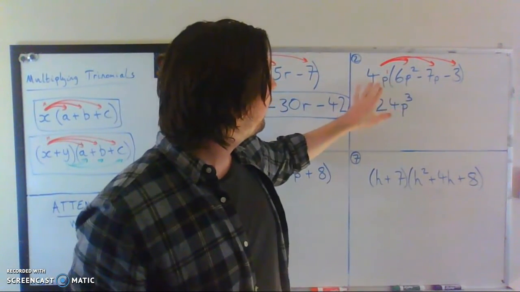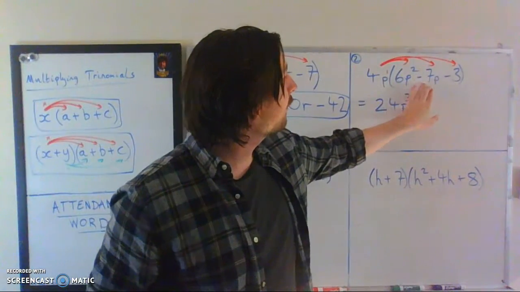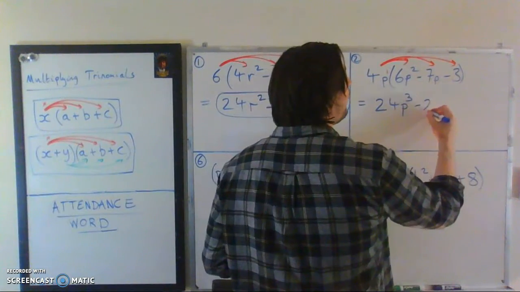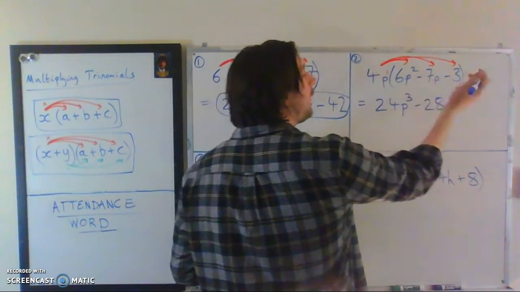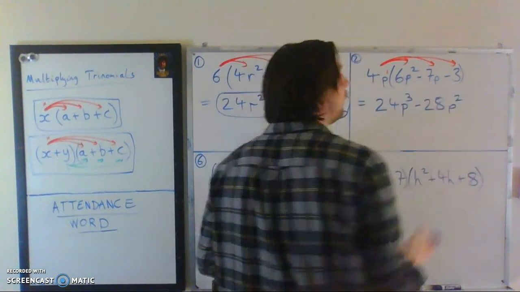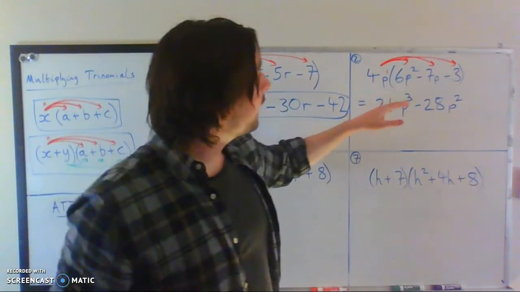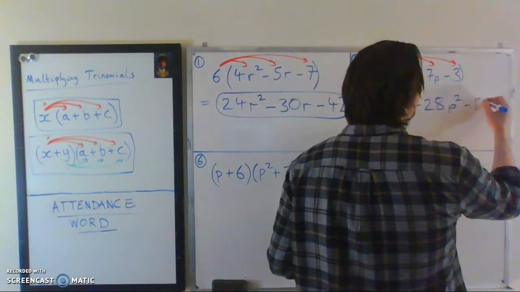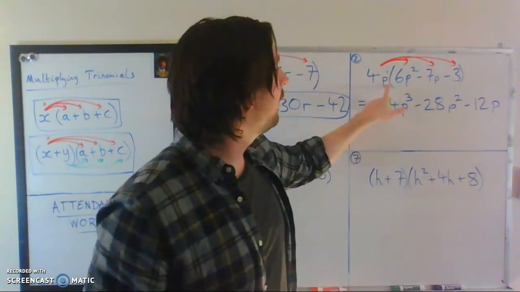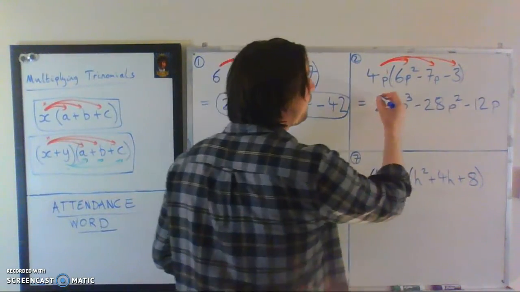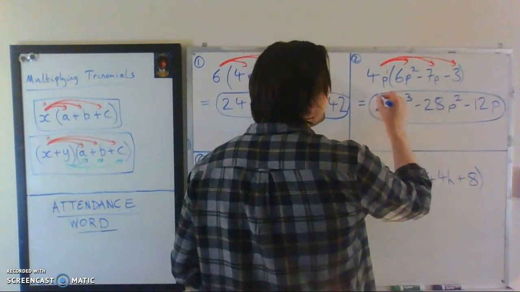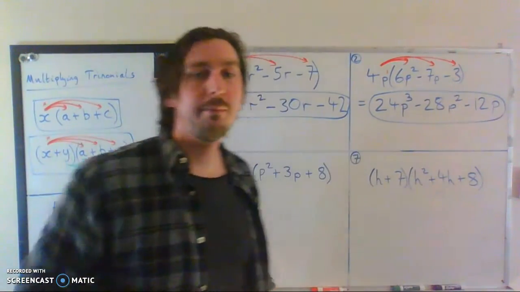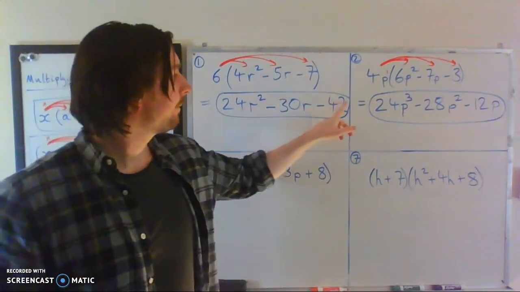So I've done the first one. So now I do 4p times negative 7p. 4 times negative 7, negative 28. And then p times p, p squared. 1 plus 1, 2. Finally, 4p times negative 3. 4 times negative 3, negative 12. And don't forget to stick that p on there. And that's the answer for that. You can't add any of these together because they're all different powers of p. Okay? Same here. They're all different things.